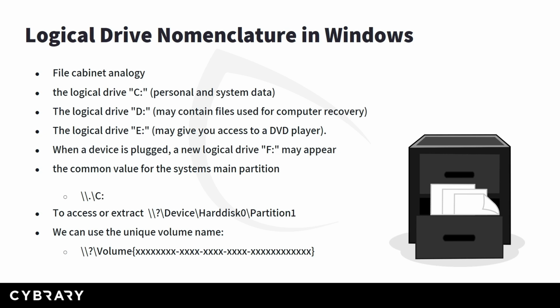The physical volume or partition on a hard drive is commonly referred to as a drive letter. For instance, C is the common value for the system's main partition. In Windows, the entire drive C or mount point is the letter C, represented by two backslashes followed by a dot, followed by a backslash, and the letter C followed by a colon. To access or extract this, we may have to specify the device, the hard disk, and the partition. We can also use the unique volume name.